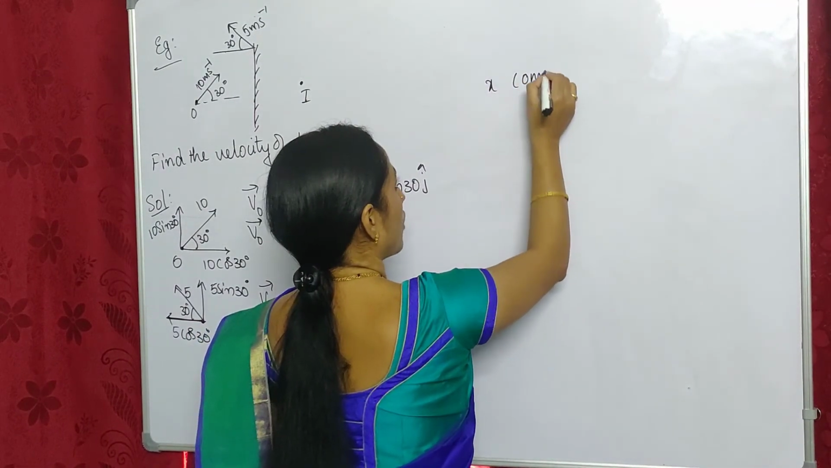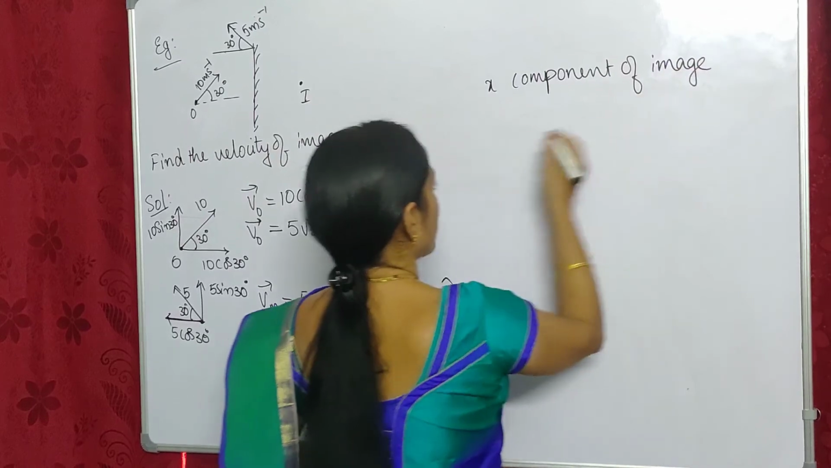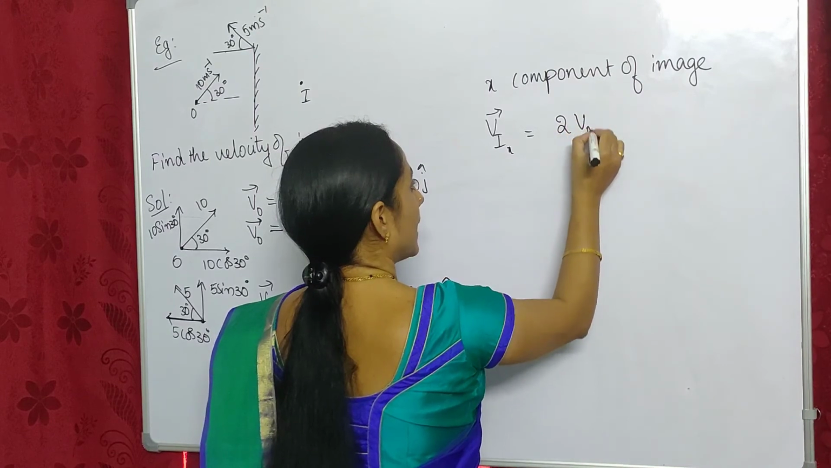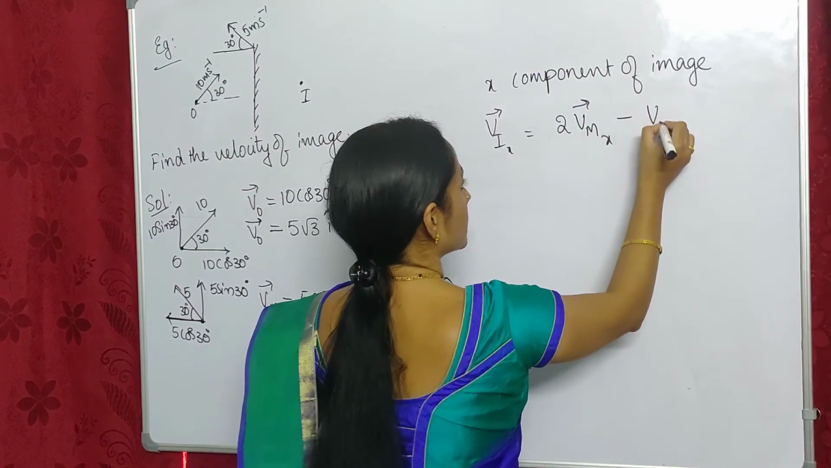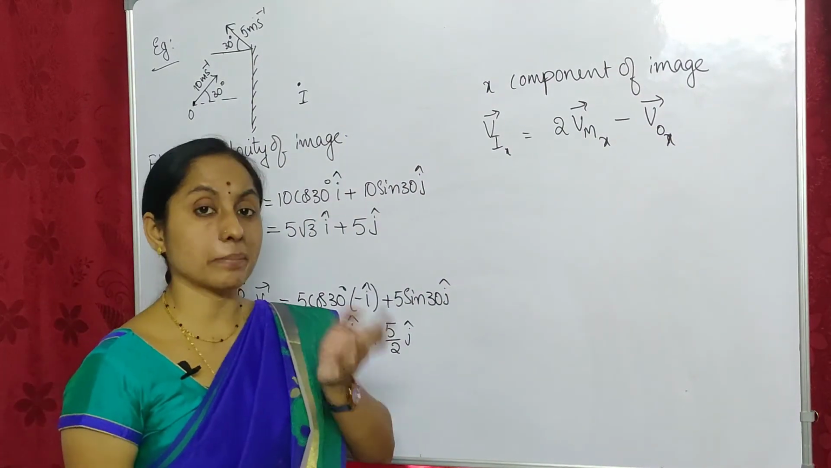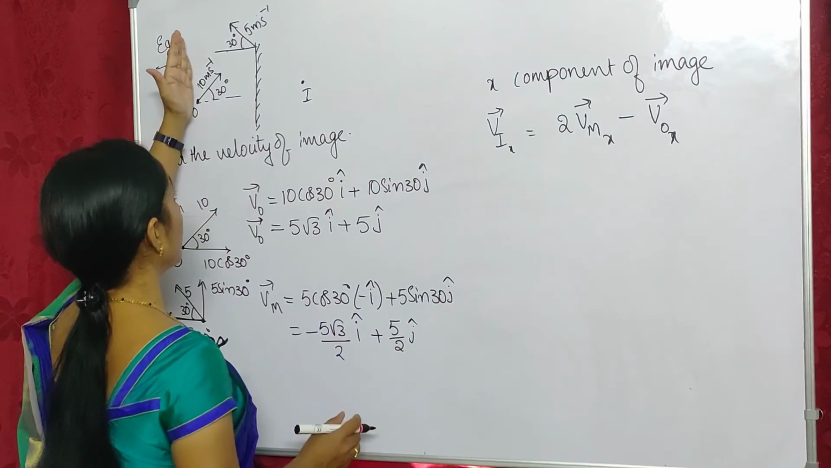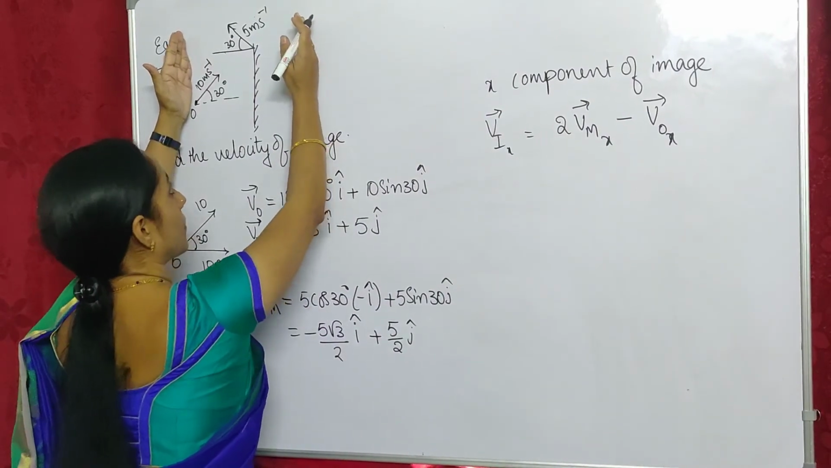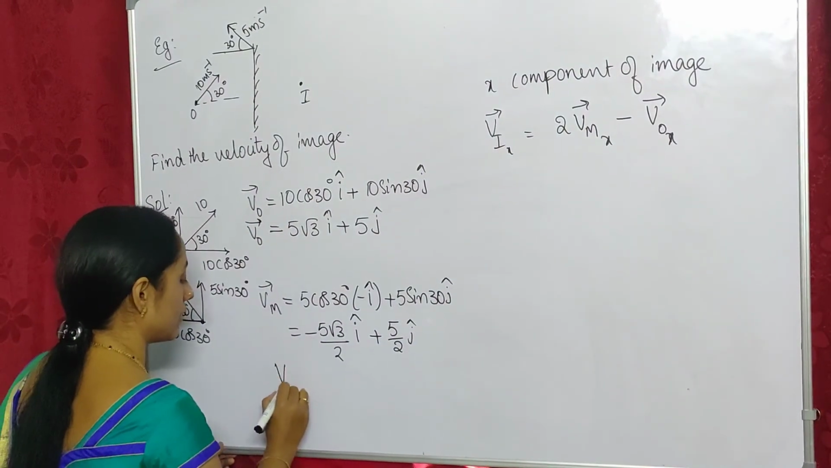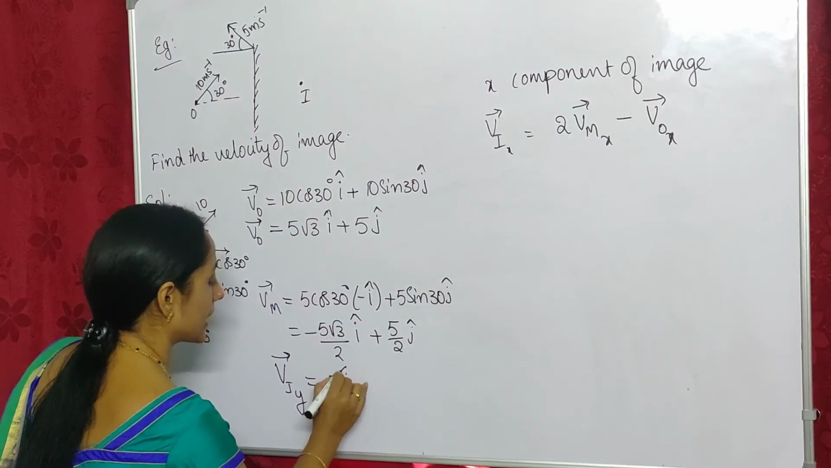For x component of image, how should we write? Vi bar x component is equal to 2 Vm bar of x component minus Vo bar of x component. Why are we writing only x component? Because from case 2 we already know that the y component of object is nothing but the y component of image. There is no relative velocity. So y component is already decided. Vi of y component is nothing but 5 j cap.